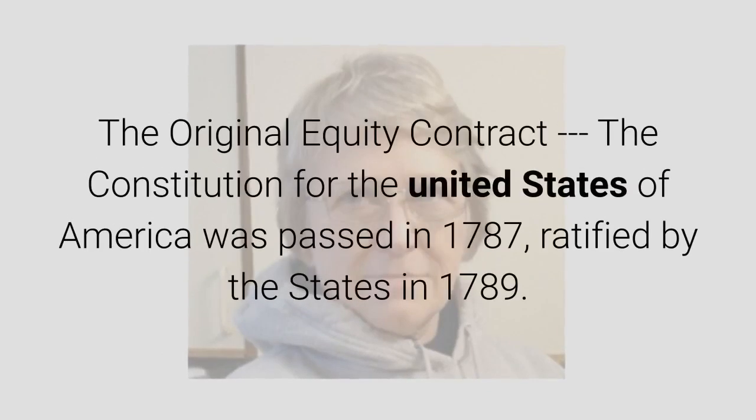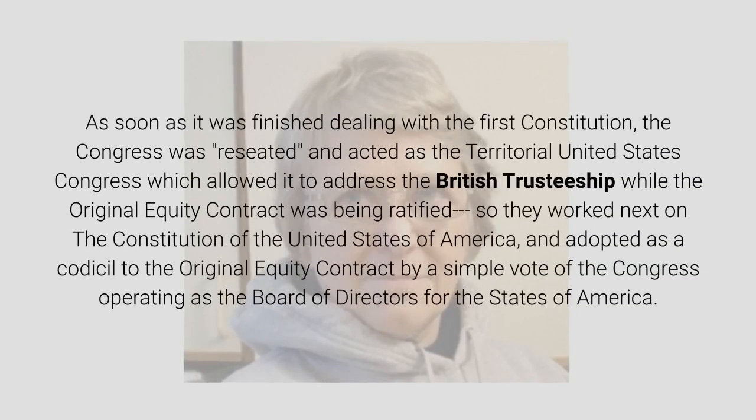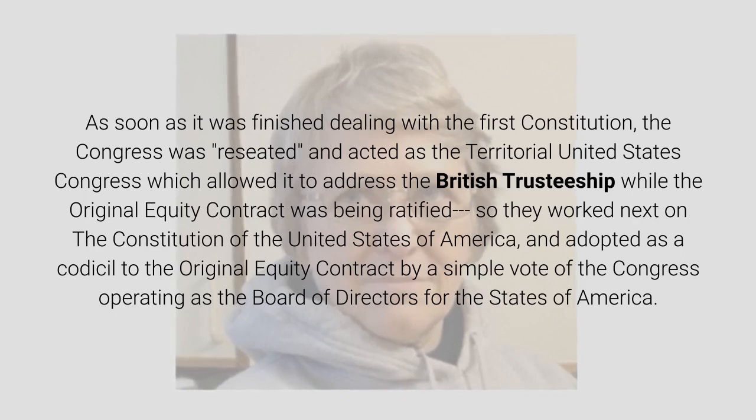The original equity contract, the Constitution for the United States of America, was passed in 1787, ratified by the states in 1789. As soon as it was finished dealing with the first Constitution, the Congress was reseated and acted as the Territorial United States Congress, which allowed it to address the British Trusteeship while the original equity contract was being ratified, so they worked next on the Constitution of the United States of America, and adopted as a codicil to the original equity contract by a simple vote of the Congress operating as the Board of Directors for the States of America.